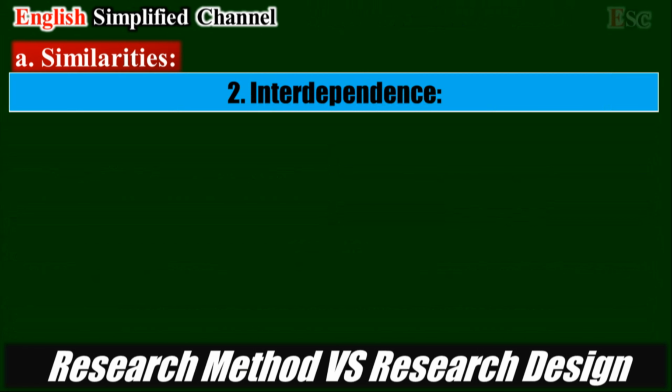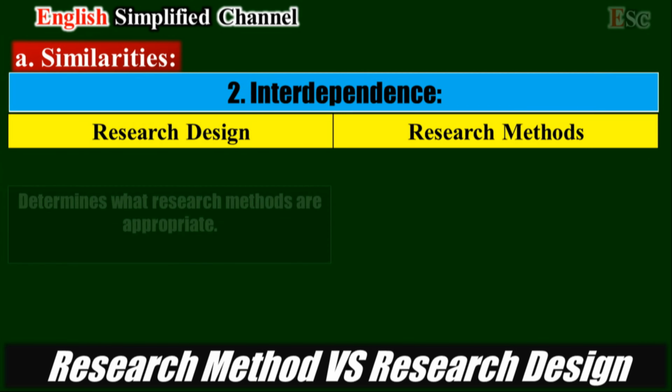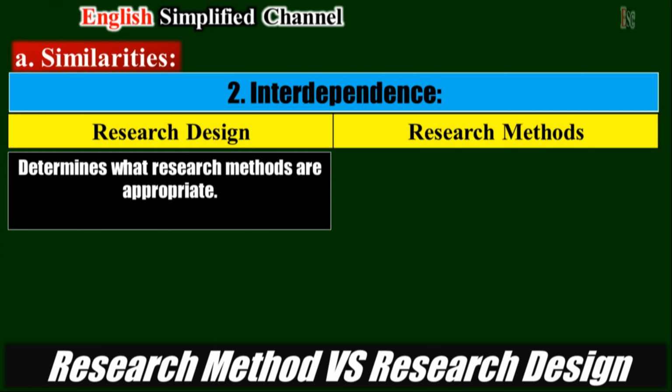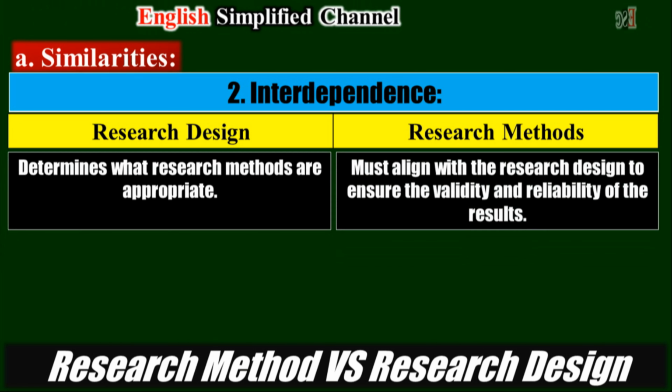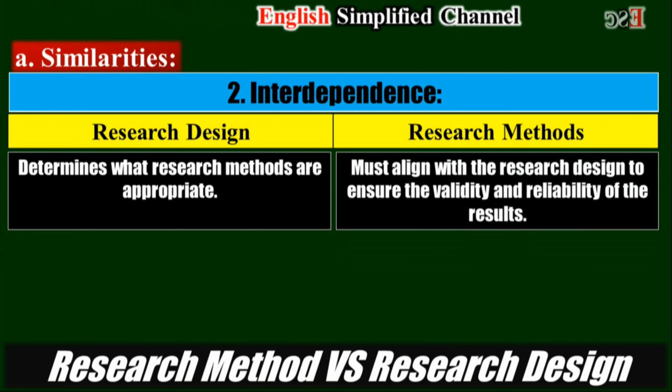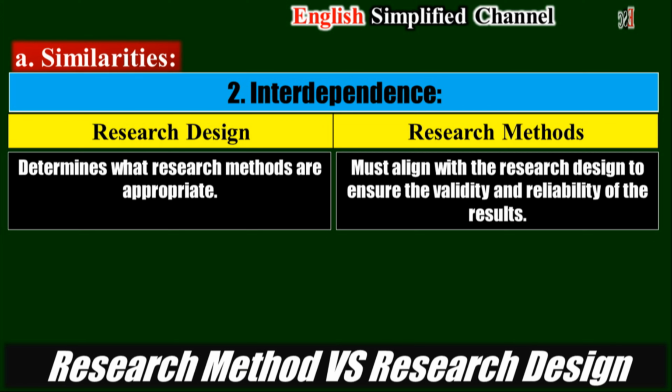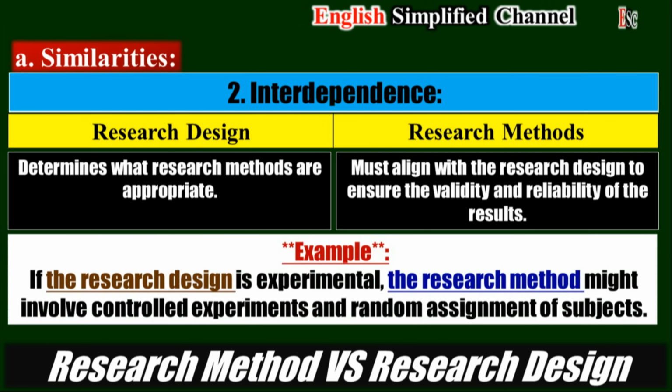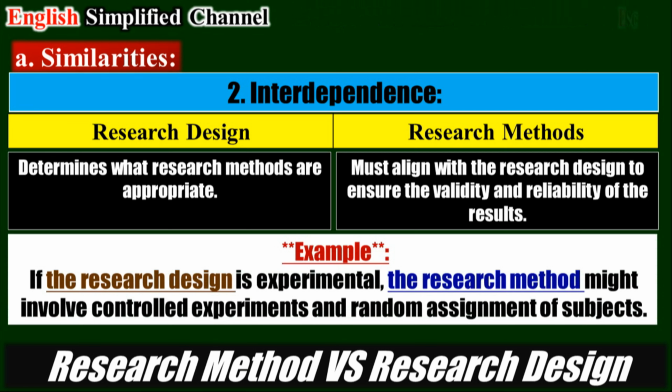2. Interdependence. Research design determines what research methods are appropriate. Research methods must align with the research design to ensure the validity and reliability of the results. Example: if the research design is experimental, the research method might involve controlled experiments and random assignment of subjects.